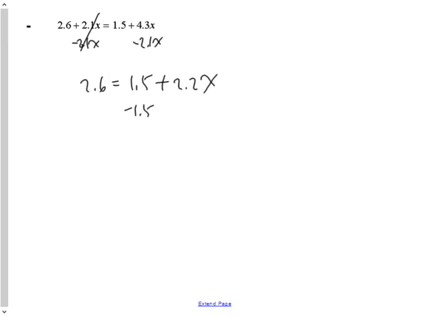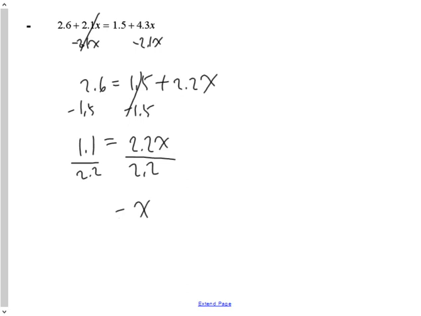Subtract 1.5 from both sides. 1.1 is equal to 2.2x. Divide both sides by 2.2. And x equals a half. 1.1 divided by 2.2 is 0.5.